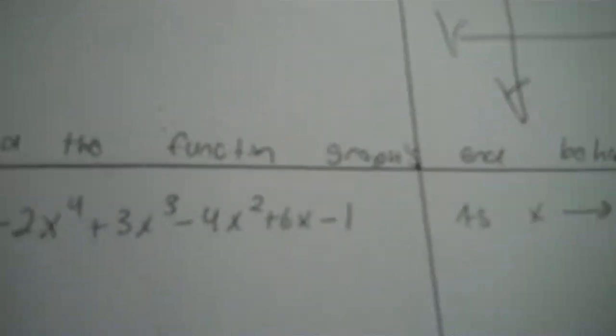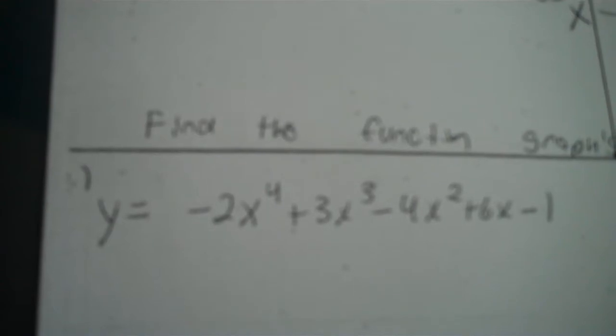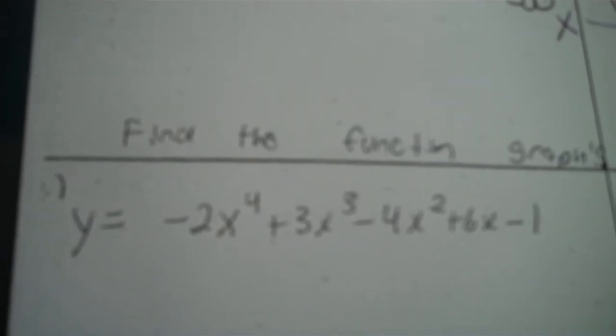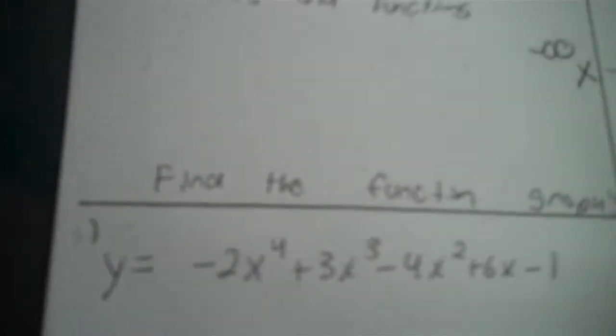Okay, end behavior. This is what a graph looks like, obviously. This is x positive infinity. This is x negative infinity out that way. So as x goes to positive infinity, what happens to our graph in this first one? Y equals negative 2x to the fourth power plus 3x to the third power minus 4x to the second power plus 6x minus 1.